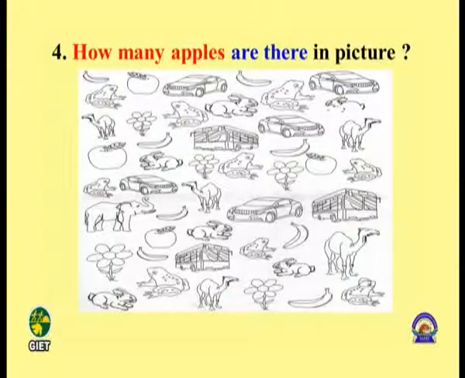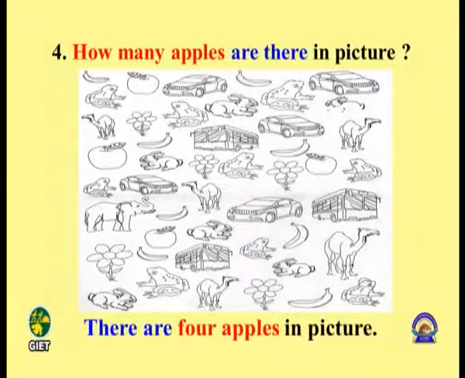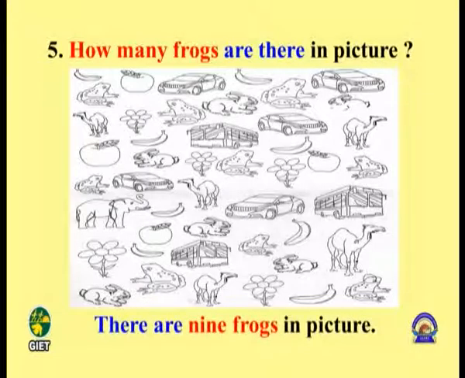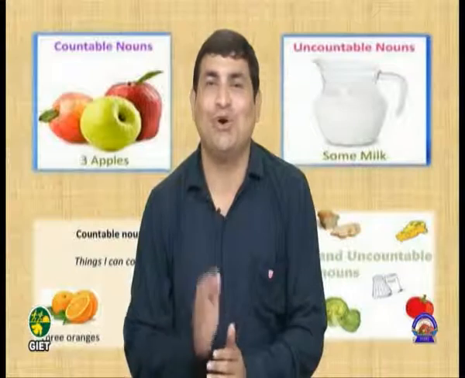How many apples are there in picture? See the picture carefully. Now tell me, how many apples are there in the picture? Absolutely correct. There are 4 apples in the picture. Here is your next question. How many frogs are there in picture? Try to find them out. Yes. Count them. Very good. There are 9 frogs in picture. So students, you nicely responded to all the questions.